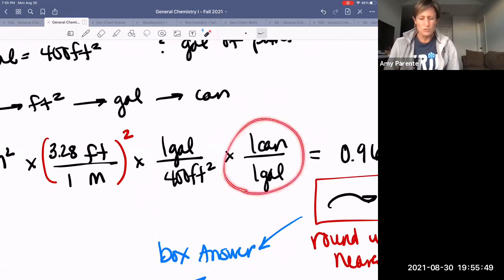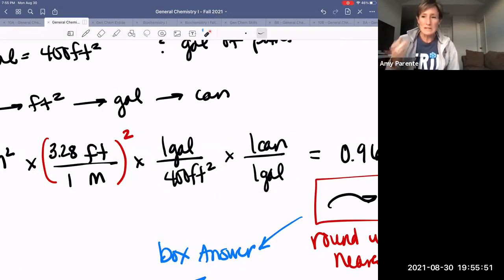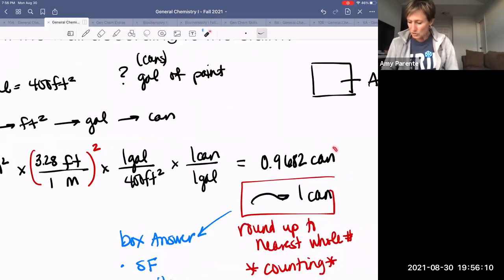In this case, there's nothing mathematically that's being changed here by this unit conversion, but a lot of times I'm going to be doing things that puts those pieces in because it allows me to make sure my units cancel. Now I know that there's 1 gallon in every can, so this will give me answers of how many cans I need. So the answer is that I need 0.9682 cans of paint.